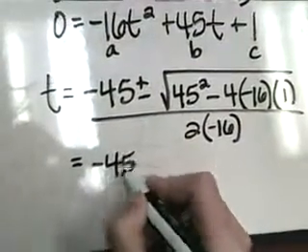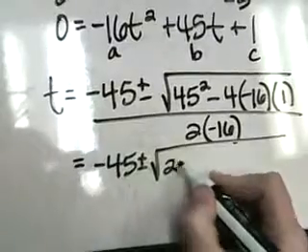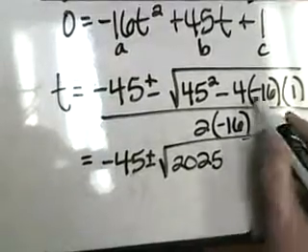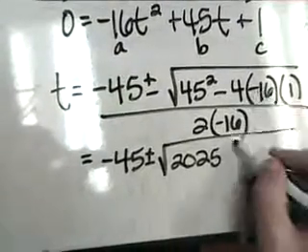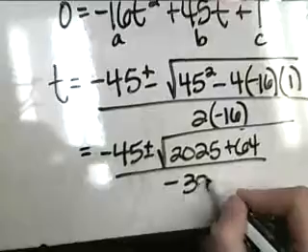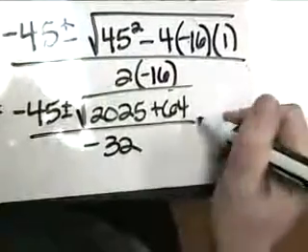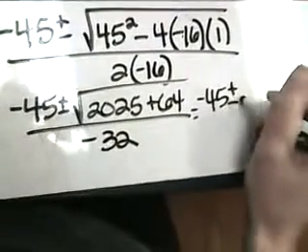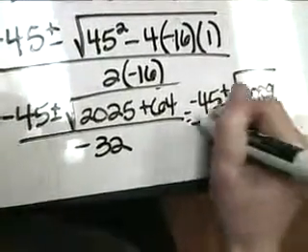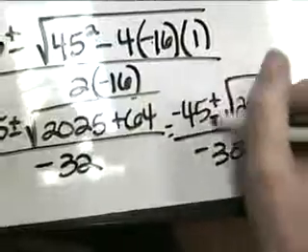Now we need to clean that up. Negative 45 plus or minus the square root of 45 squared is 2025. 4 times 16 times 1 is 64. 2 negatives make a positive. And that's all over negative 32. And I'm running out of room, so bear with me. This gives me negative 45 plus or minus the square root of 2089 over negative 32.